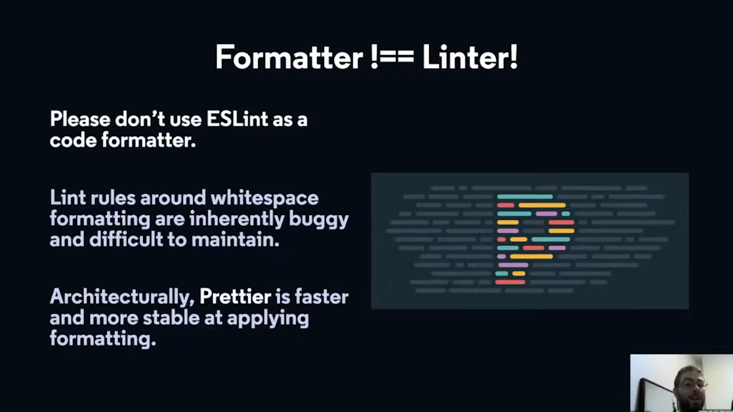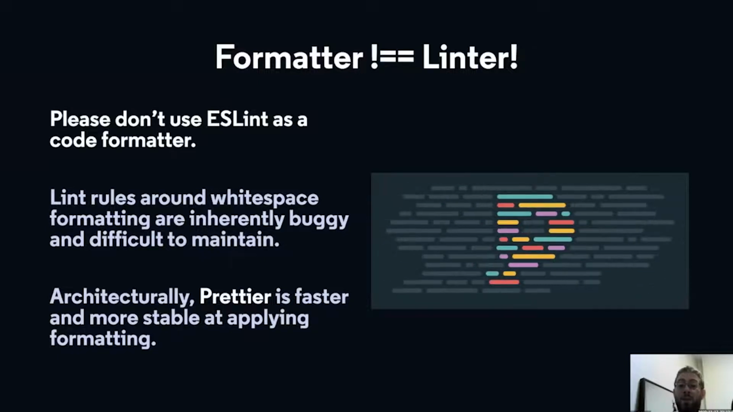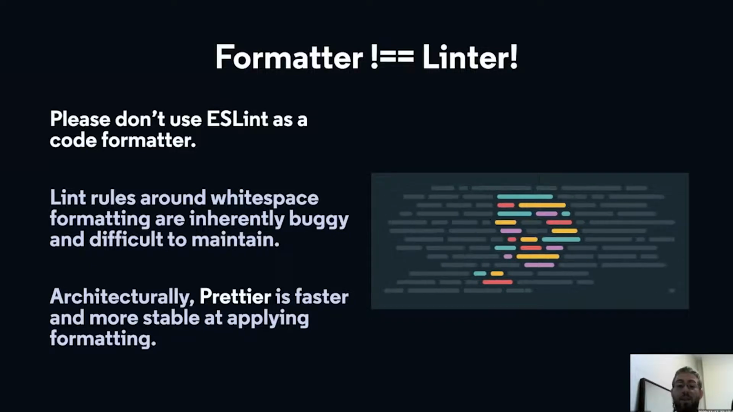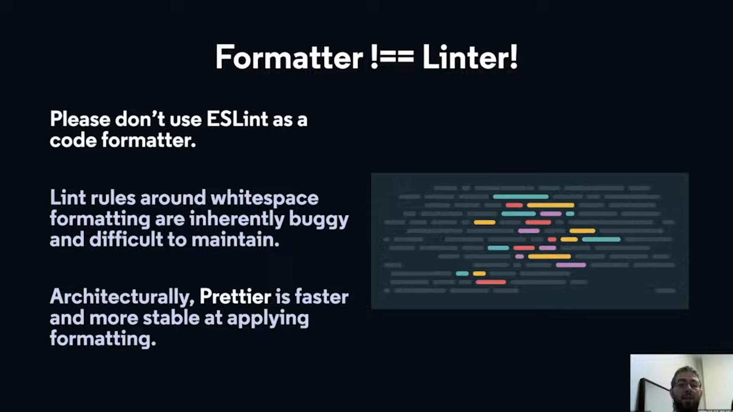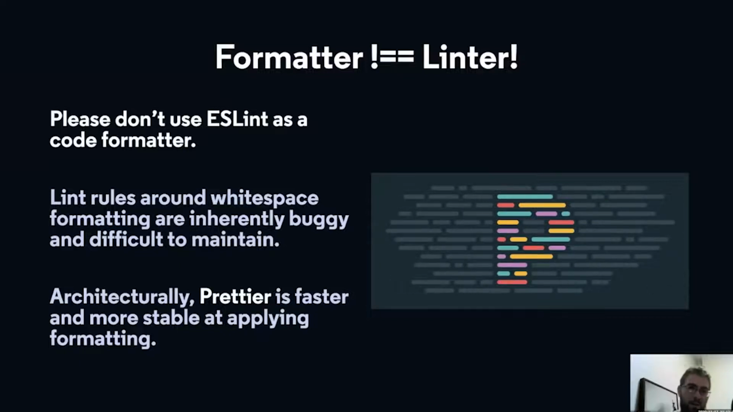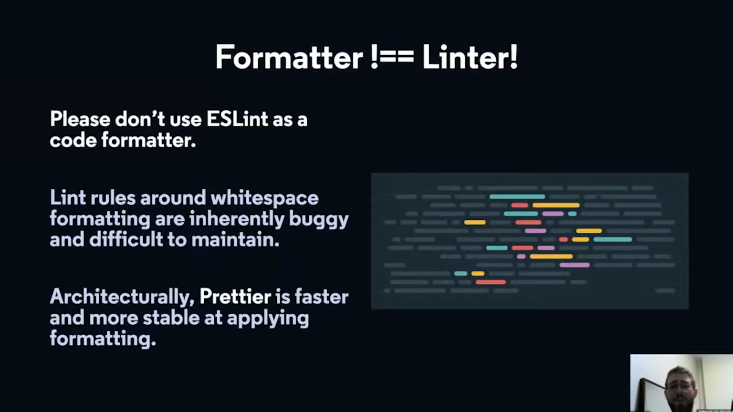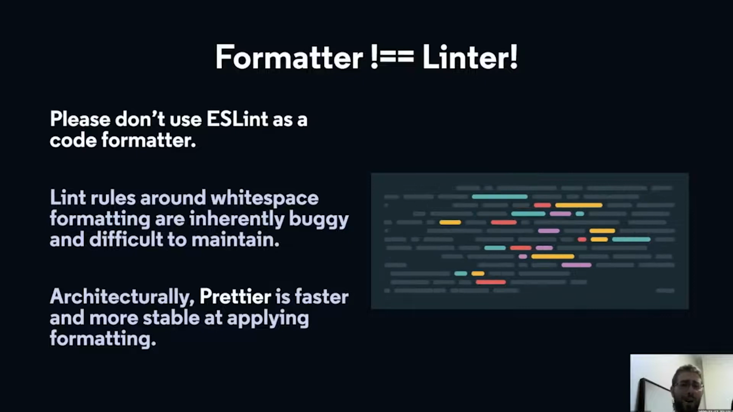From a little more technical perspective to justify that, lint rules around whitespace formatting are really hard to write. They're inherently buggy and really difficult to maintain. Architecturally, Prettier is very different. It's faster, it's more stable at applying formatting. We'll explain a little bit more of that later. And it doesn't need to have so much edge case logic the way ESLint does. Also, its website has this great animated logo, which is pretty sweet. So please, don't use ESLint as a code formatter. Use Prettier. Prettier is great.